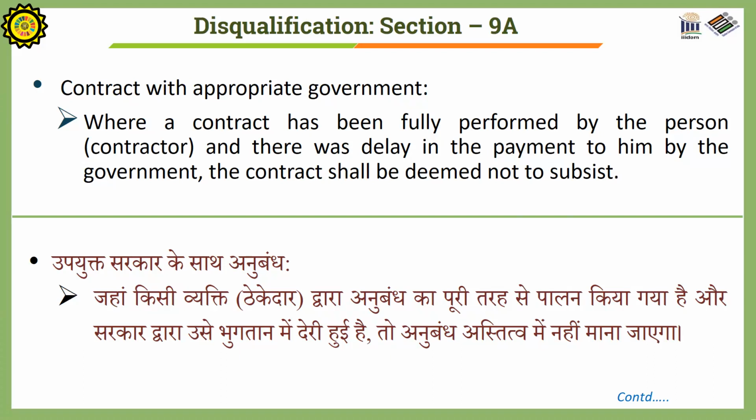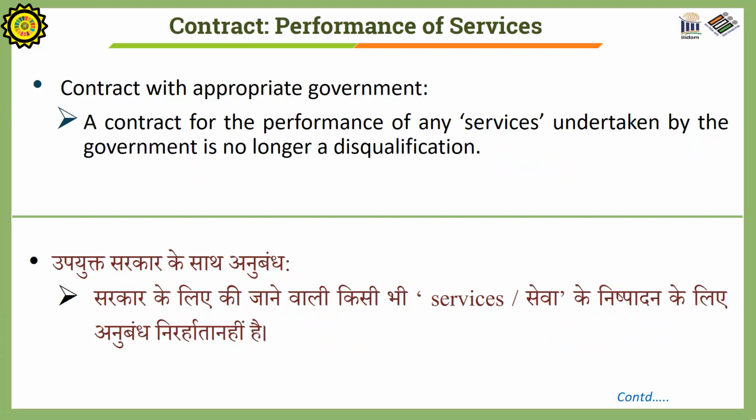Contract with appropriate government. Where a contract has been fully performed by the contractor, and there was delay in the payment to him by the government, the contract shall be deemed not to subsist. Performance of services. A contract for the performance of any services undertaken by the government is no longer a disqualification.